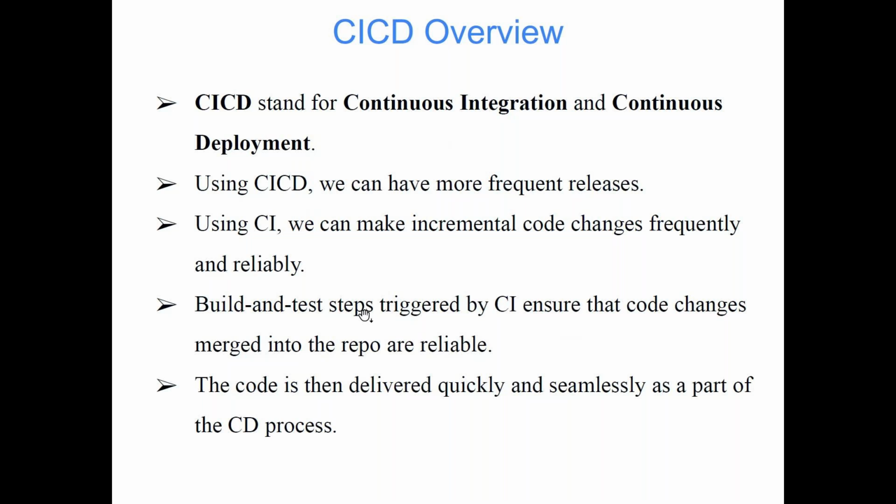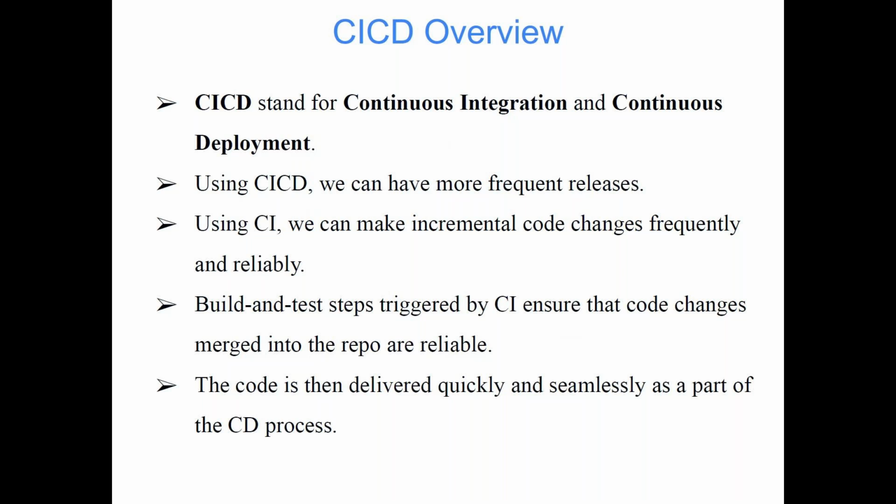Build and test steps triggered by CI ensure that code changes merged into the repo are reliable. How are we sure that whatever small change I am doing is not affecting anything? For that, we define a few test cases. And as and when you make any change, those test cases will run. Those test cases are the way to check the functionality. That means after you make any change, if any functionality is breaking, some of the tests will fail.